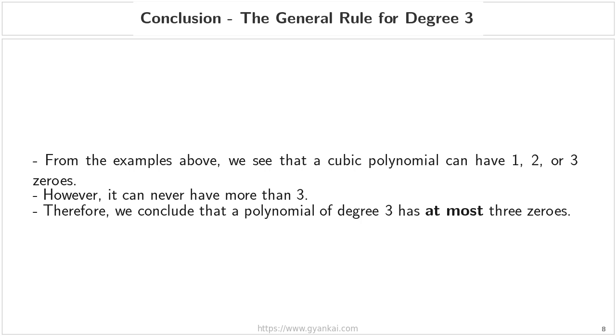A polynomial of degree 3 has at most 3 zeros. Keep that phrase, at most, in mind, as it is the most important part of this rule. Key takeaways.